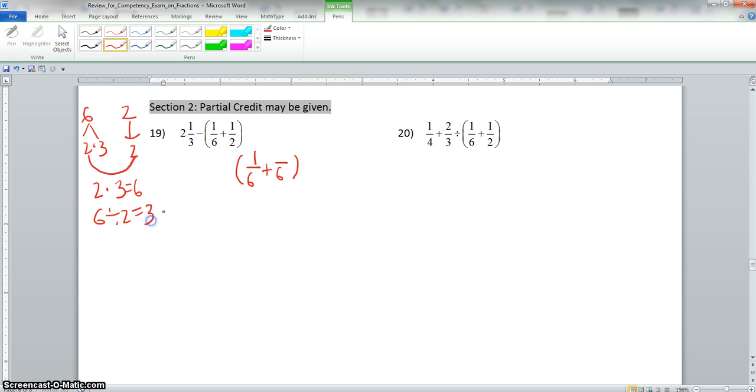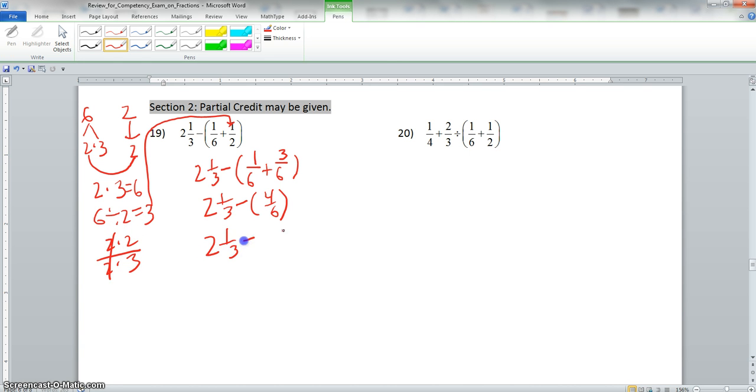6 divided by 2 is 3. And we would take this 3 and multiply it by this 1. 3 times 1 is 3. So now we would bring down our 2 and 1/3, and we have minus 1/6 plus 3/6, which we know is 4/6. Now we can simplify this 4/6 by taking the prime factorization of 4, which is 2 times 2, and the prime factorization of 6, which is 2 times 3, and it simplifies out to be 2/3.